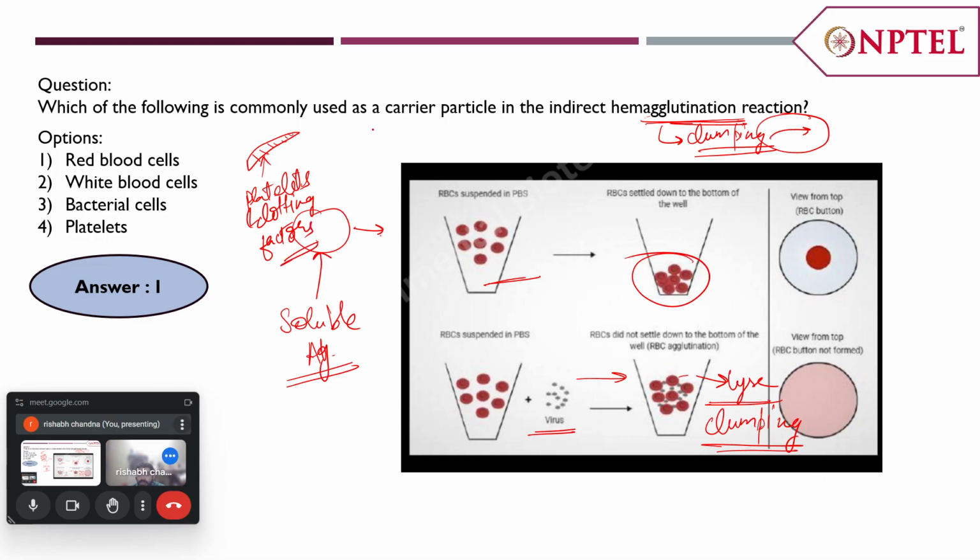Now if we talk about clumping, clumping means basically RBC lysis in simple terms. RBC lysis can happen when there is any pathogen or anything that is degrading our RBCs. So that is called clumping. This is the basic difference between clotting and clumping.